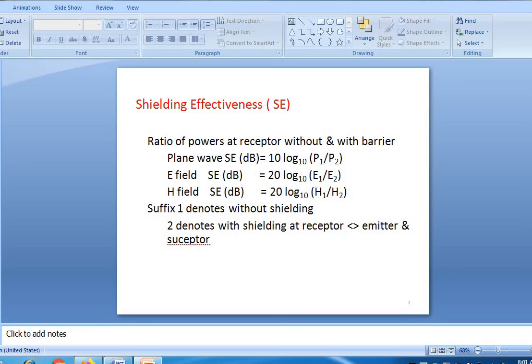Then how can we define the shielding effectiveness? It is defined as the ratio of powers at the receptor without and with the barrier. For plane waves, shielding effectiveness is equal to 10 log to the base 10 P1 by P2. What do the suffixes 1 and 2 represent? 1 represents without shielding and 2 represents there is a shielding at the receptor. Shielding effectiveness of the electric field component is equal to 20 log to the base 10 E1 by E2. Similarly, shielding effectiveness for the magnetic field is equal to 20 log to the base 10 H1 by H2.